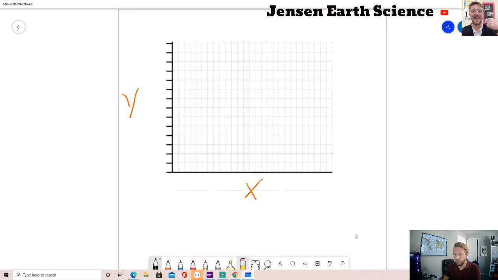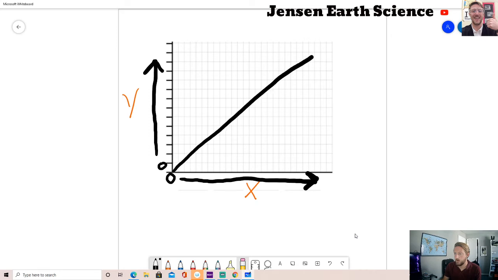All right, so the first graph that we went over today in class was what we call a direct graph. Direct relationships will usually start at 0, 0. This is the lowest point of the graph, and as x goes up, so as x gets higher or increases, y will also increase. So a direct graph looks like a straight diagonal line across. As y goes up, x also goes up as well.